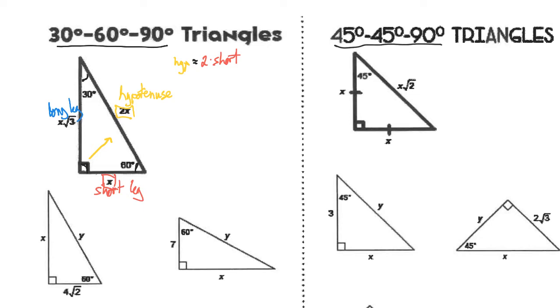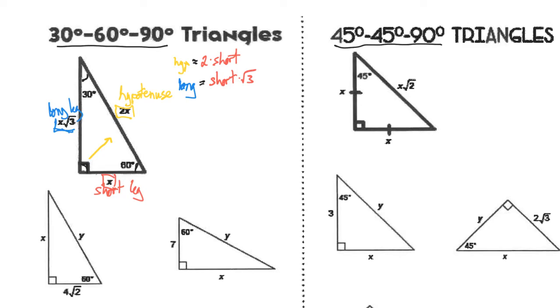And then the long leg is x times radical 3. So it says take the short leg, the x, and multiply it by radical 3 to get the long leg. So the long leg is equal to the short leg times radical 3. Okay, so I have to know the short leg in order to find the long leg, and I have to know the short leg in order to find the hypotenuse.